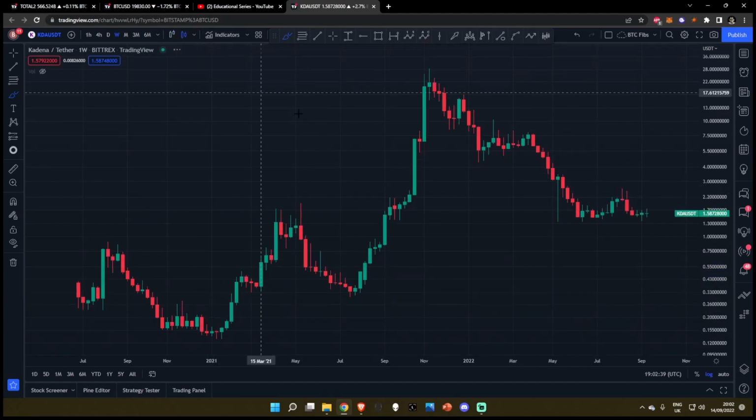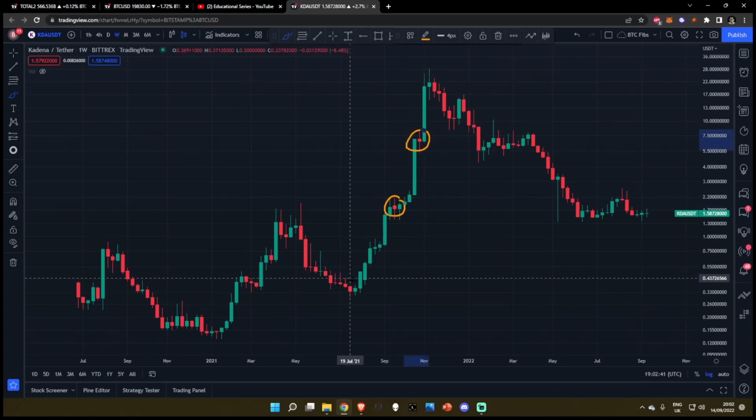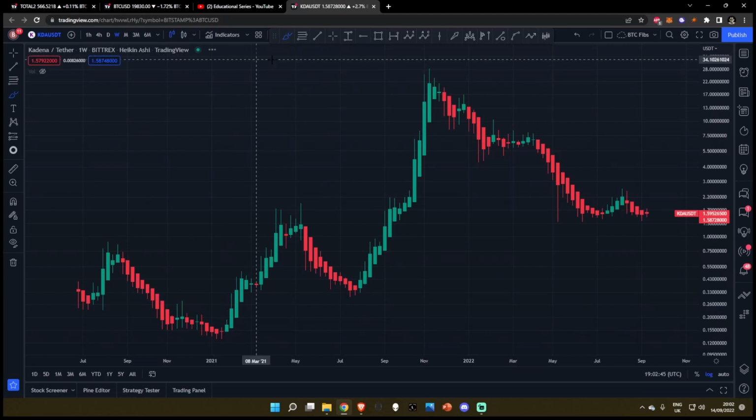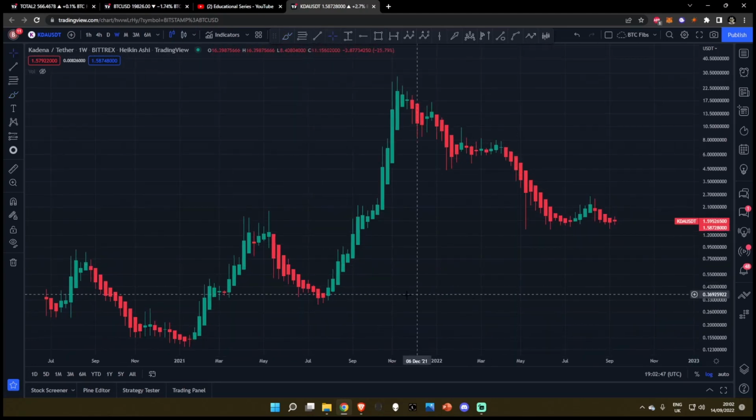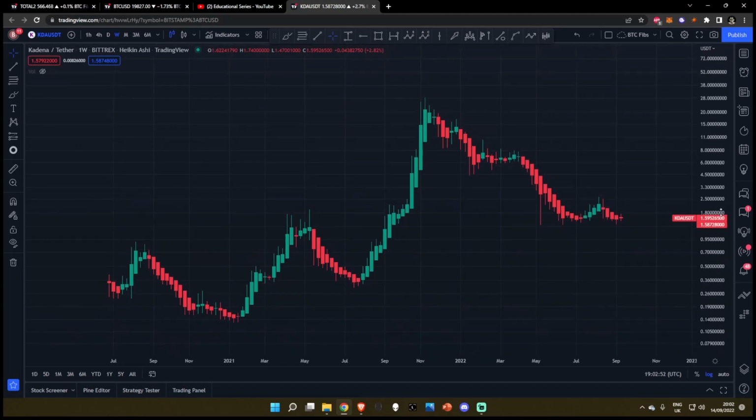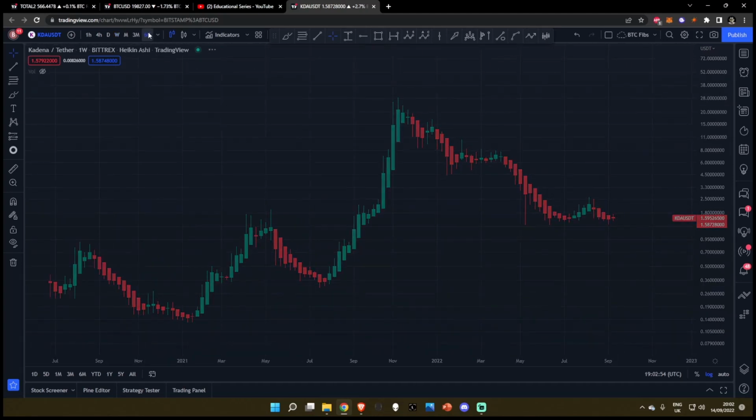And then as you can see, if you look at this bull run for KDA, there would have been a few times where you might have been spooked out. But if you were looking at things in the Heikin-Ashis, you would have got a great entry point and a great exit point. So this is what I want to focus on today. Let's dive into this. I'm going to start off on the higher time frames.